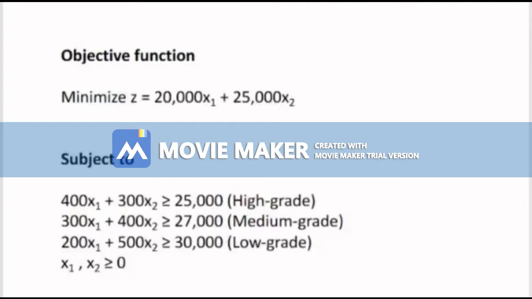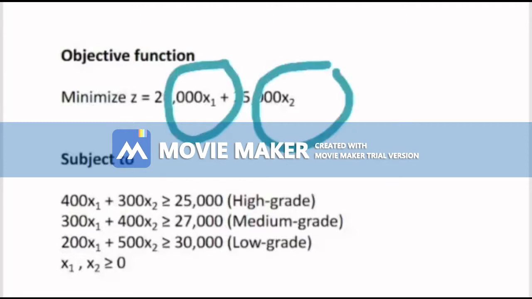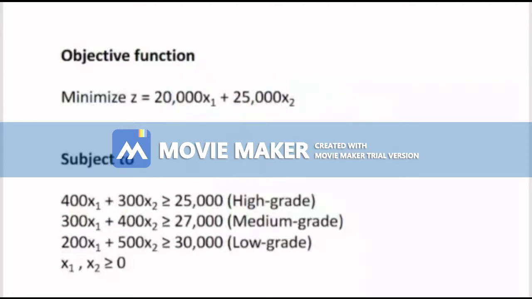First, in solving this problem, we should determine its objective function and its constraints. We let x1 and x2 be the number of days the two refineries should be operated. So the objective function is to minimize z equals 20,000 x1 plus 25,000 x2, subject to the three constraints for the high-grade oil, medium-grade oil, and low-grade oil.